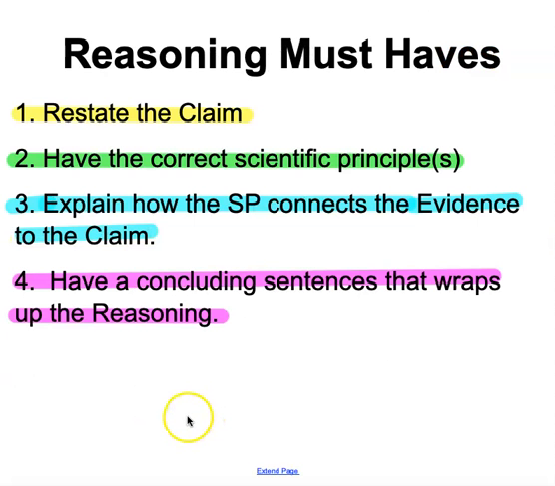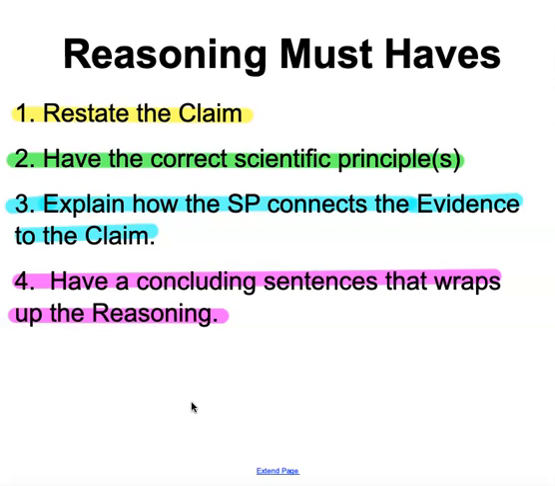So remember when you're writing a CER and you're doing your reasoning, there are 4 things I'm looking for. I'm looking for you to restate the claim. Do you have the correct scientific principle or principles, if more than one match up? Can you explain how that scientific principle connects the evidence back to the claim? And then have a concluding sentence. We've gone over this same slide multiple times this year. So a big red flag goes up when I am grading your CER and I only see one sentence. I'm not going to say it's impossible to write this all in one sentence. It'd just be very, very difficult to do given the CERs that I put out there.